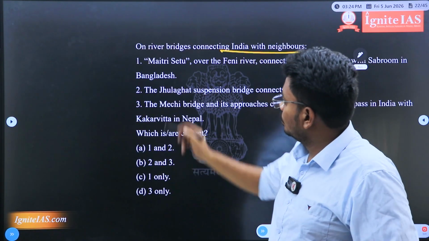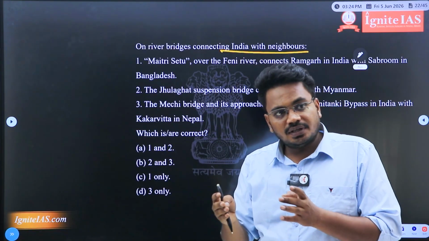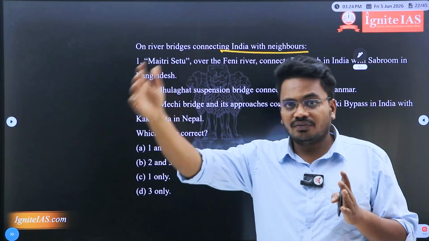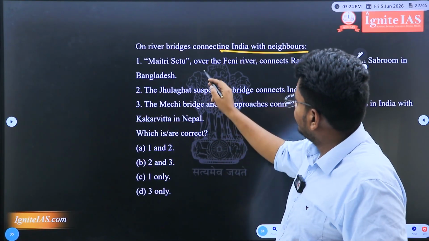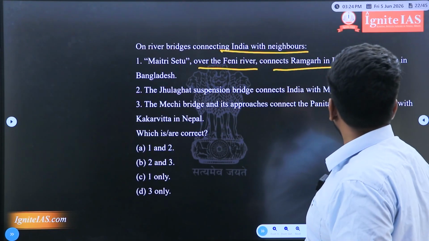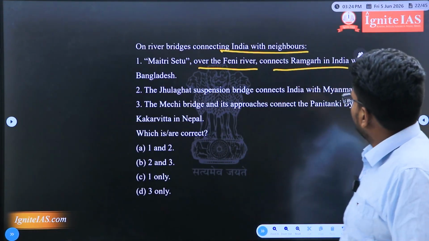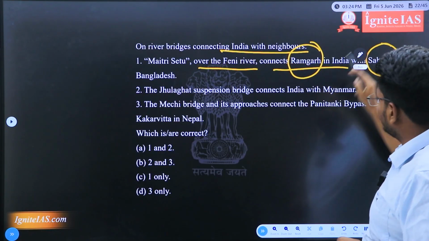So Maitri Setu. Maitri Setu means friendship bridge, right? So usually whenever we say Maitri Setu, 2 countries will come to mind. One India, obviously, another one is Bangladesh. So Maitri Setu is between India and Bangladesh. Maitri Setu over Feni River connects Ramgarh in India with Sabroom in Bangladesh. So the point is, Ramgarh is in Bangladesh and Sabroom is in India.